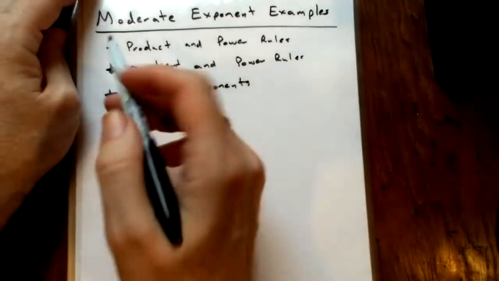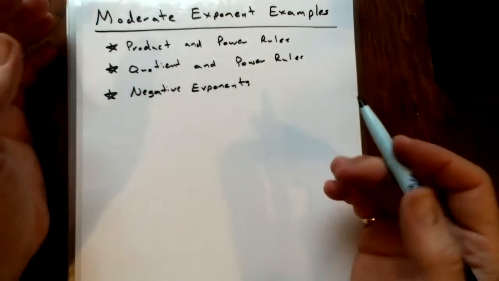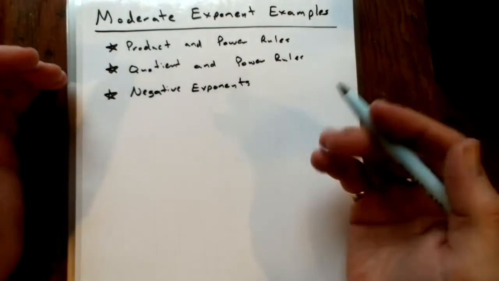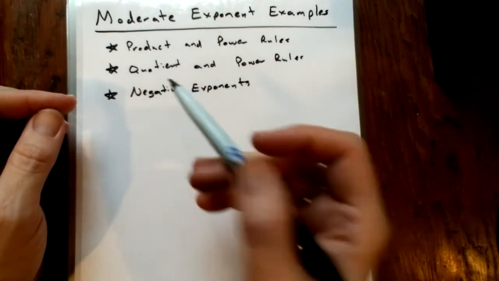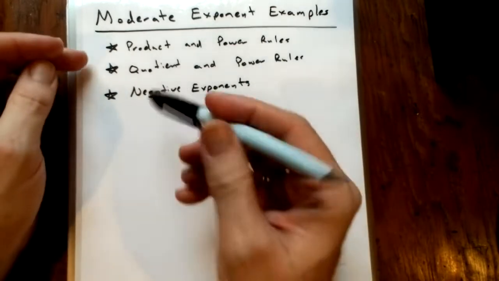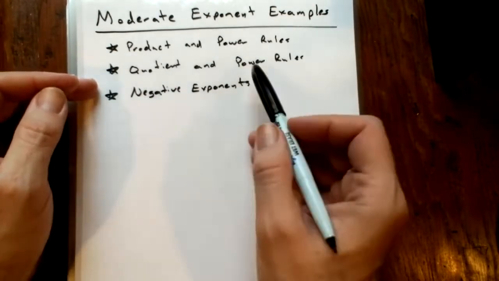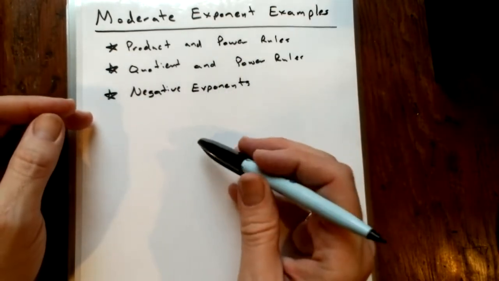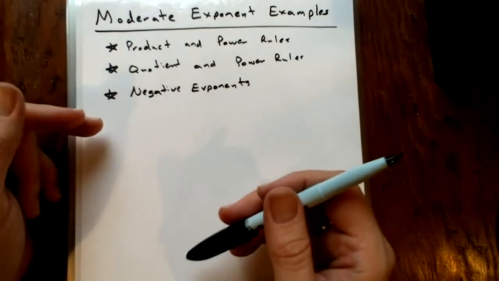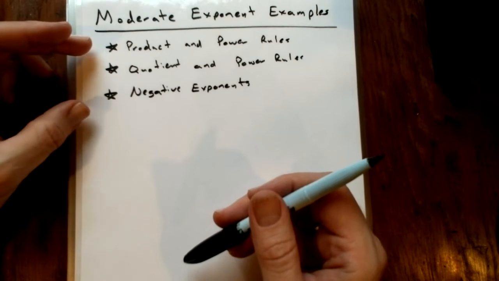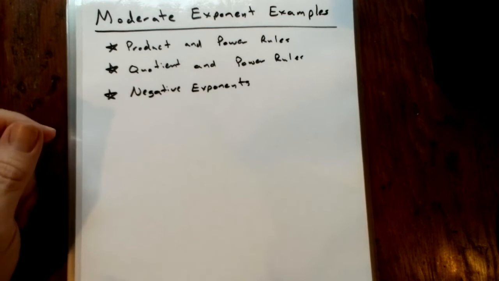I've been asked to do some examples of simplifying some more difficult exponent expressions. So here I'm going to go over how to simplify expressions that involve both the product and the power rules, the quotient and the power rules, and some things with negative exponents. Now, I'm not going to review those rules specifically, but I'm going to show you some strategies and some thoughts of how you should go about simplifying these.